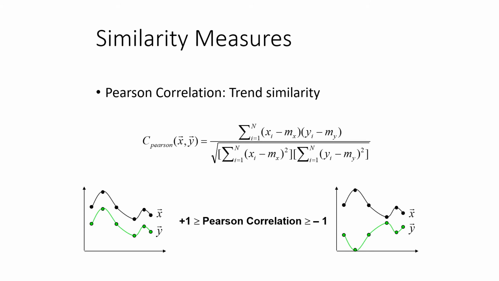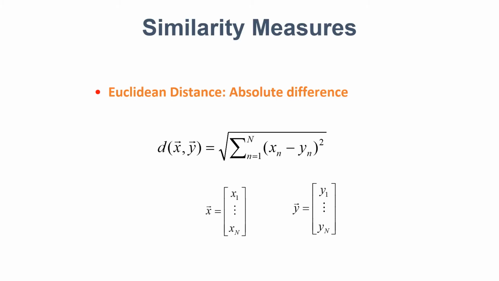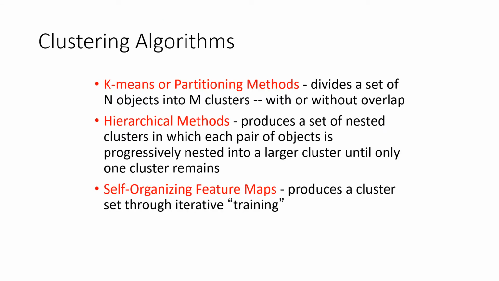There are different similarity measures. People can use things like the Pearson correlation coefficient that we've talked about before. Or we can use Euclidean distances, or the mean absolute difference, or just simply the difference. Among the different clustering approaches, there are two main ones, k-means clustering and then hierarchical clustering. K-means is to group objects into m clusters, generally without overlap. Hierarchical clustering is essentially a nested way of clustering things. There are self-organizing feature maps. I'm not going to talk about those in detail.